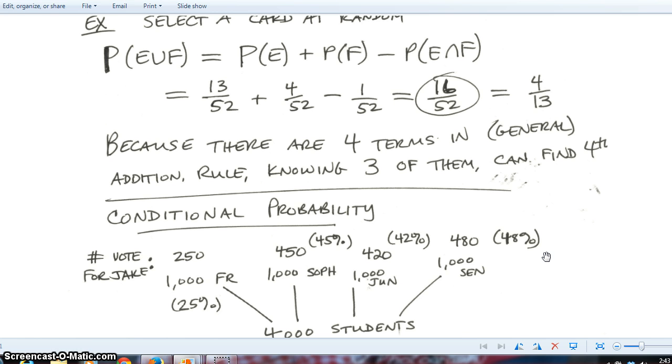Okay, so this is the situation. The whole student body is broken up into four what we would call mutually exclusive and exhaustive categories, which is a fancy way of saying that everybody in the school is either a freshman, sophomore, junior, or senior. And then the number out of each of those that would vote for Jake, which I also expressed as a percent. Okay, so that's the situation.